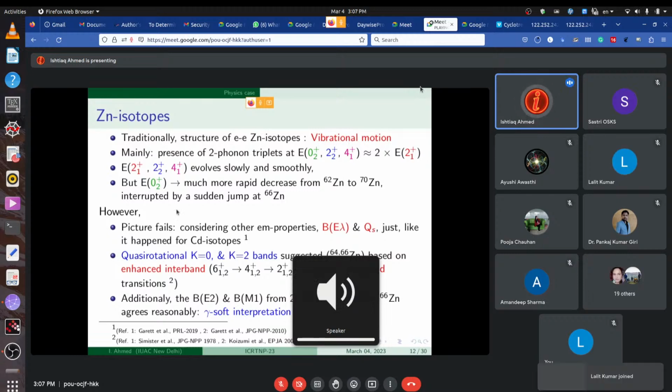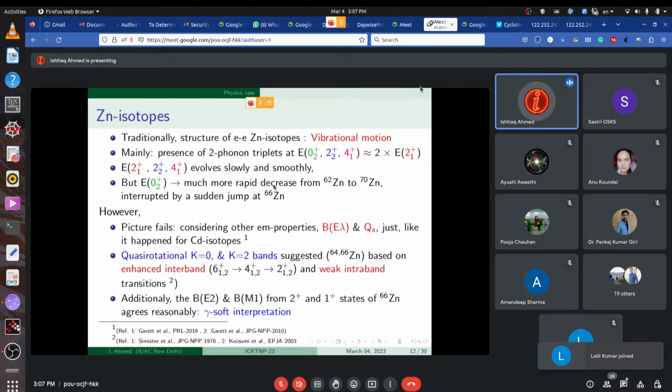But the picture fails very soon when you consider other properties, for example the reduced transition strength, the quadrupole moment, etc. That is what also happened in the cadmium isotopes. If you have some time, you can look at this Physical Review Letter of Paul Garrett, where he has shown that in cadmium isotopes a similar kind of behavior was there earlier, and then later on they showed that this is no more a vibrational nucleus. A similar kind of story is also here in the zinc isotopes.